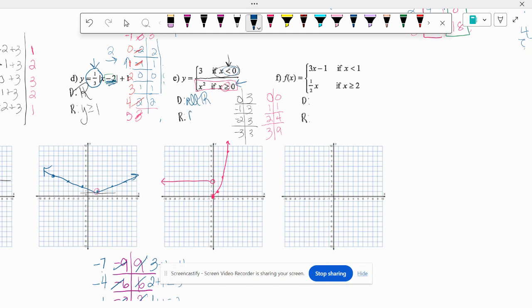But the range, well, the smallest y value you have is 0. All of the y values are greater than or equal to 0. All y values that are greater than or equal to 0.